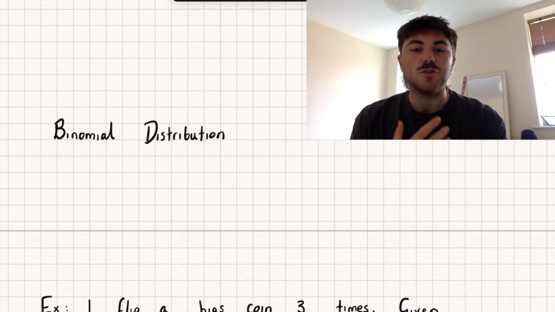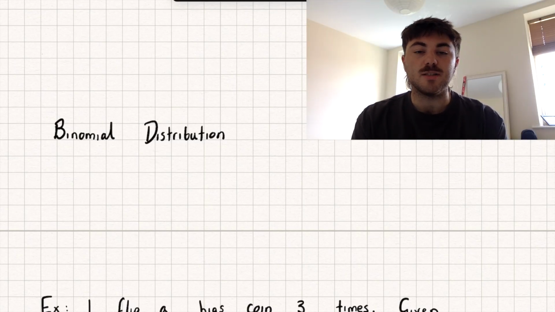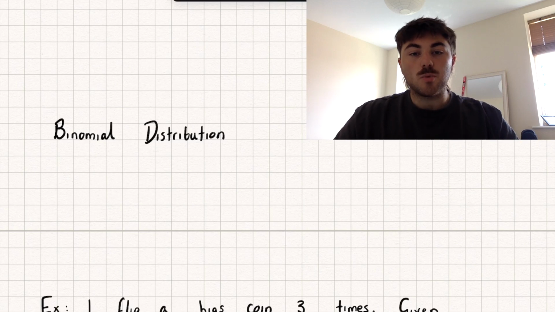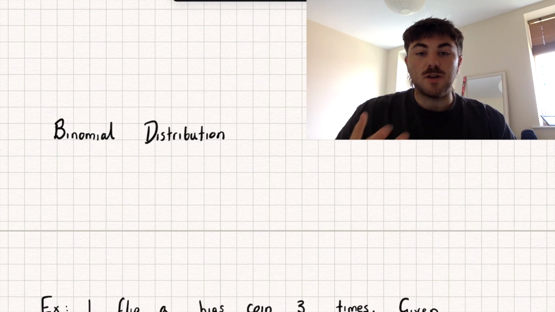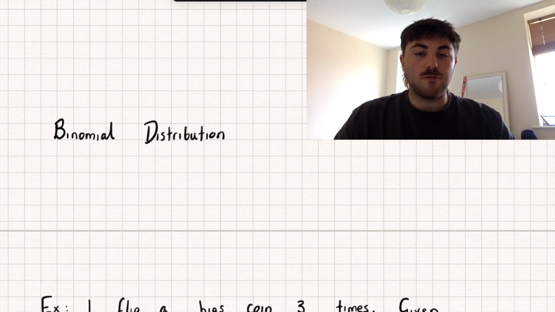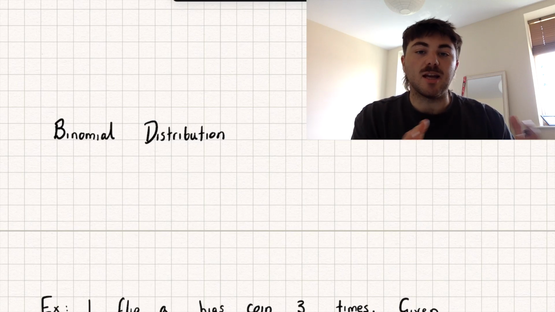In this video I'm going to introduce you to a type of discrete probability distribution called the binomial distribution, which is used when we're looking at probabilities of events that can either have a success or a failure. So if we're flipping a coin, for example, and we're looking at how many heads we get, that would be the success, and the failure would be flipping it and getting a tails.